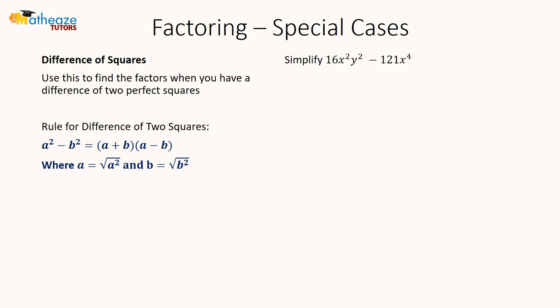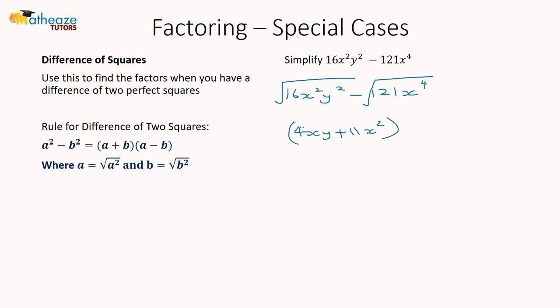Now let's try this one here. So we have 16x squared y squared minus 121x to the 4th power. So we take a square root of both terms here. So the square root of 16x squared y squared is 4xy, and the square root of 121x to the 4th power is 11x squared, and then (4xy plus 11x squared)(4xy minus 11x squared).